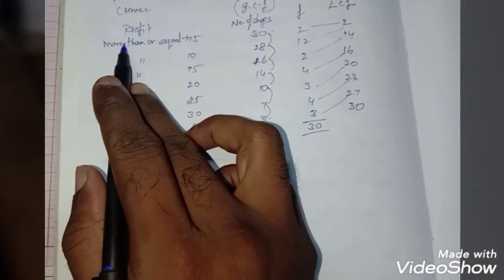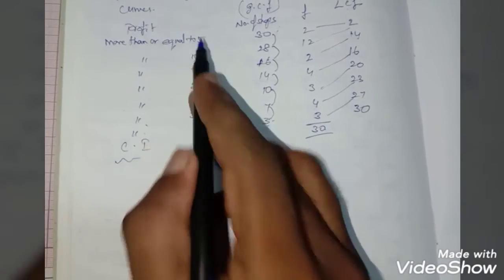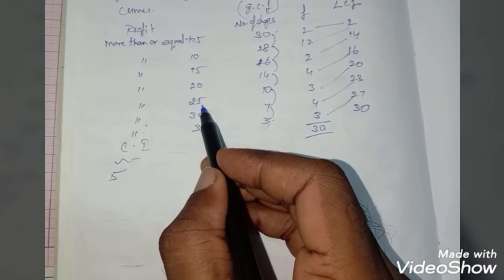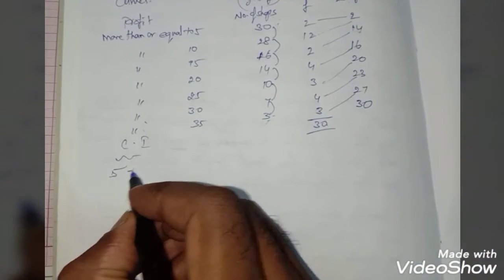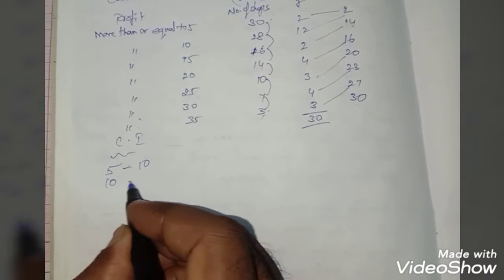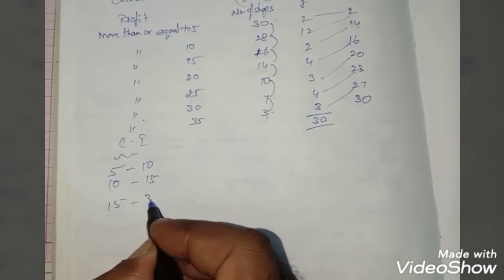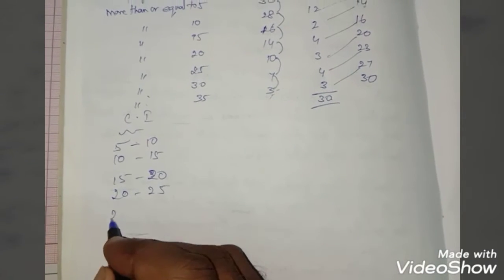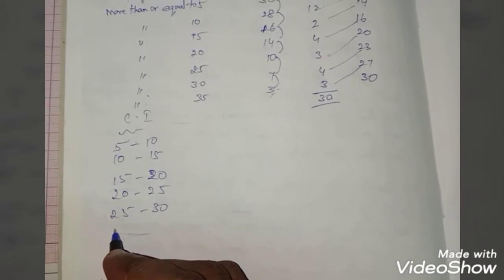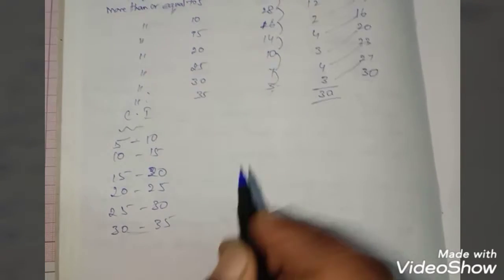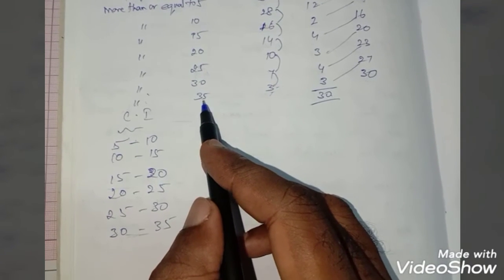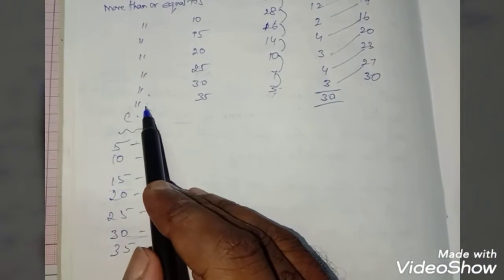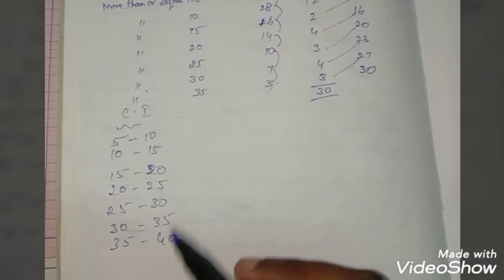Here they have asked more than or equal to 5, which means the first value is 5, and the difference between all the class interval values is 5, so the next is 10. Next 10 to 15, 15 to 20, 20 to 25, 25 to 30, 30 to 35. As 35 is the last number, we write up to 35 to 40, because it is more than or equal to 35. So this is the class interval.